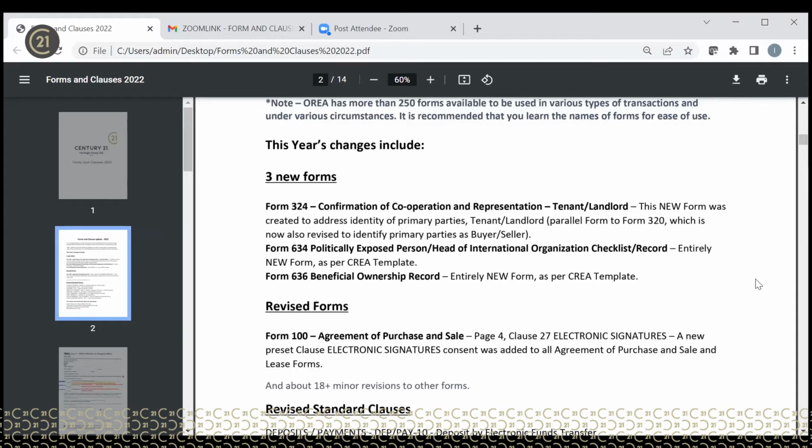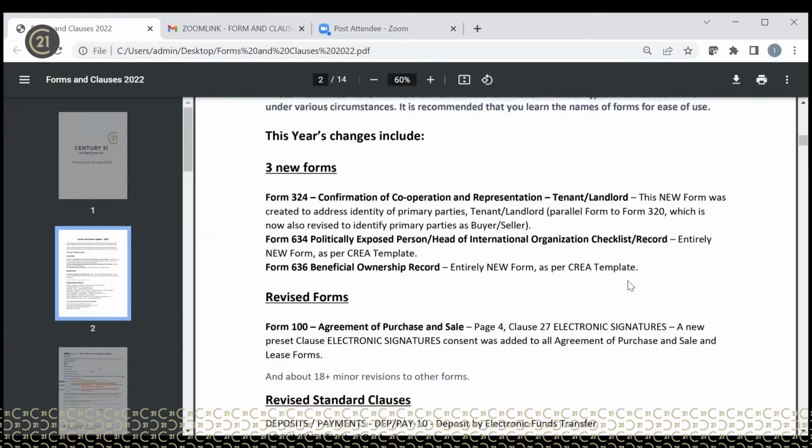There were about 18 other minor revisions to other forms. I did not outline them here. Most of it is just tidying up clauses and that sort of thing. If you want to go into specifics, you can go into the OREA website and find out what all the changes are, but a lot of them are just typos or cleaning things up in the forms. So there's nothing there that you have to be concerned about.